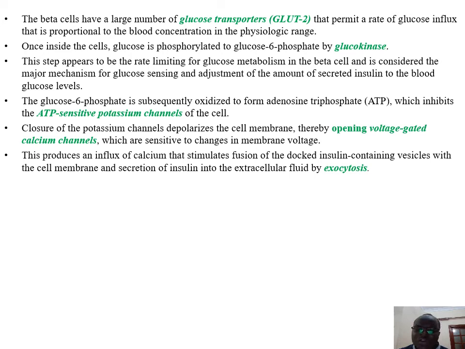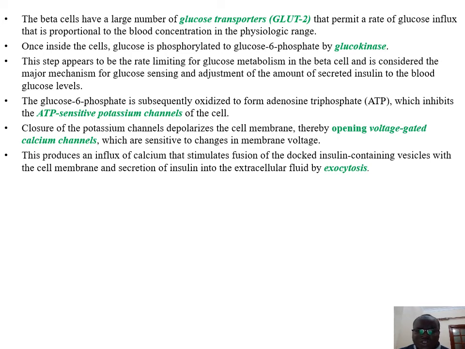So after a meal, you have an increase in the concentration of blood glucose. This blood glucose now will start entering the beta cells via the glucose transporter, the GLUT2 channels. Once inside the cell, the glucose is phosphorylated to form glucose 6-phosphate by glucokinase. This step appears to be the rate limiting step for glucose metabolism in the beta cells and is considered the major mechanism for glucose sensing and adjustment of the amount of the secreted insulin to the blood glucose levels.